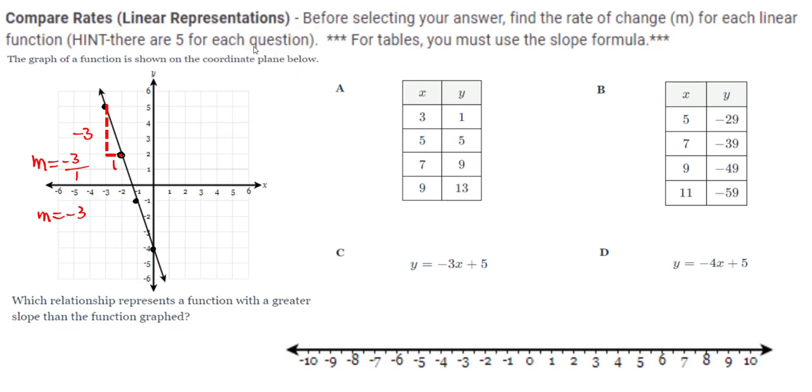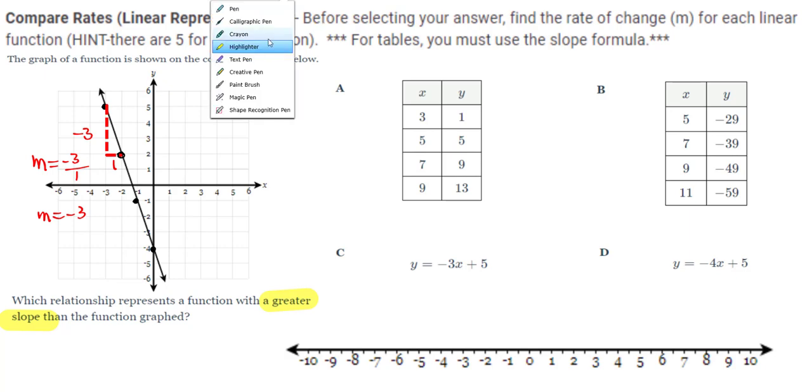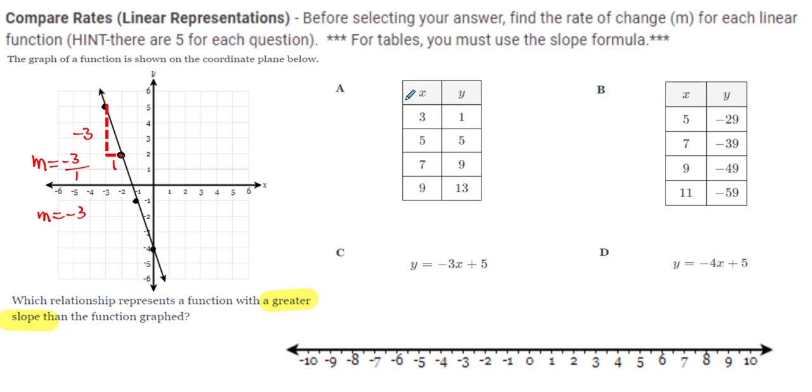And then to highlight what they're asking us, they said which one is greater, the greater slope. So we're looking for something that's greater than m equals negative 3. Okay, so over here it looks like for A we're going to have to figure out the slope. And I'll just get this one ready because it looks like we're doing the same thing for B as well.